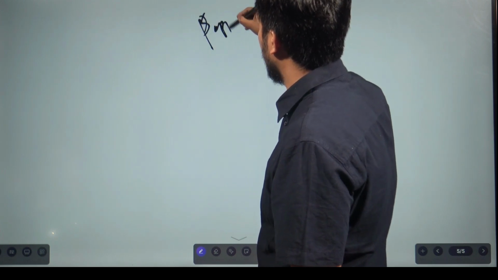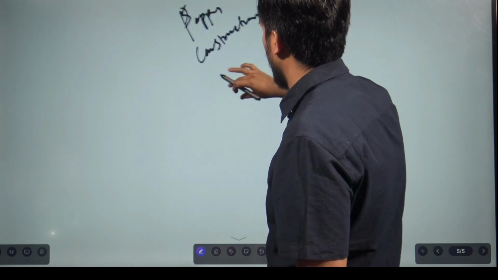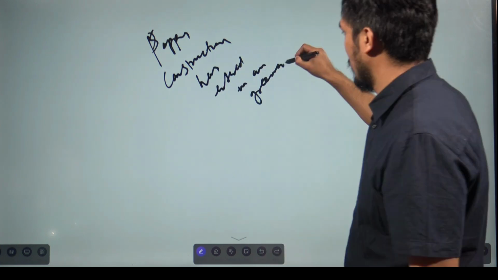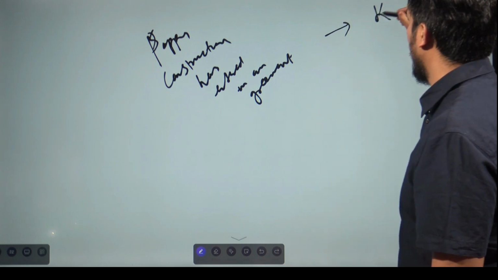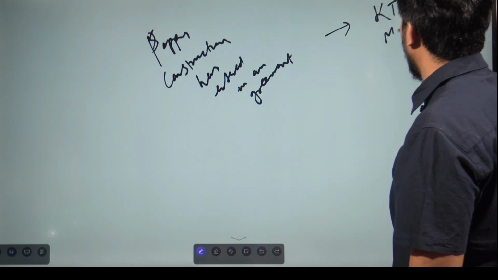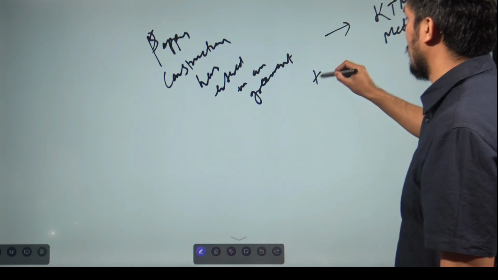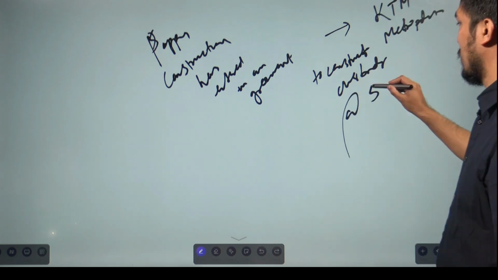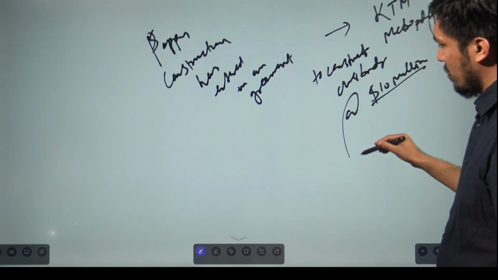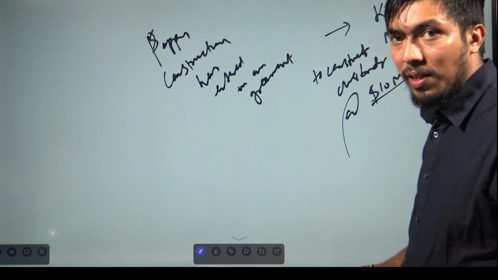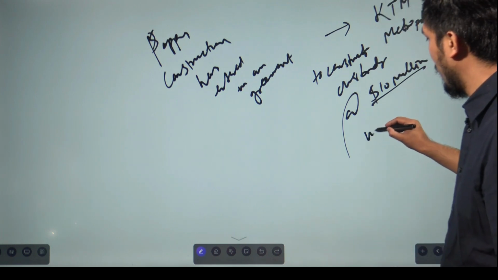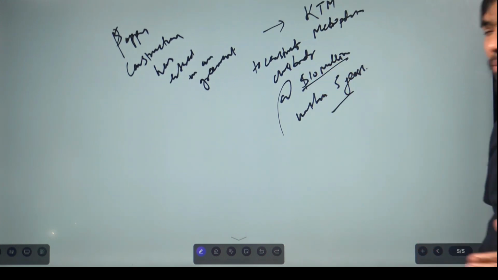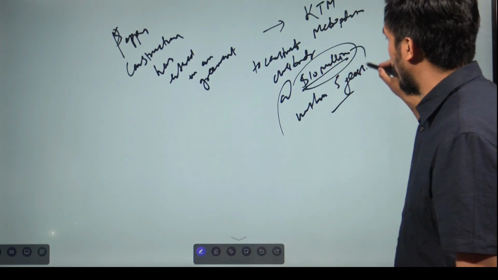Let's say Pappu Construction has entered into an agreement with Kathmandu Mahanagar, KTM Metropolitan, to construct an overbridge at $10 million, and Pappu Construction has to complete the construction within 5 years. Then there are two methods to bifurcate that 10 million over the period of 5 years.